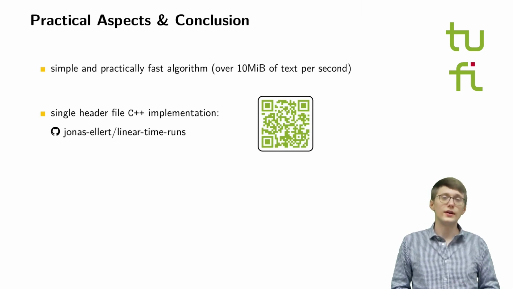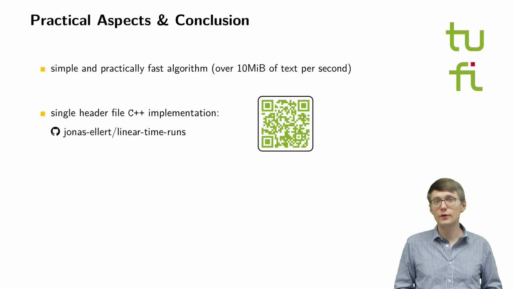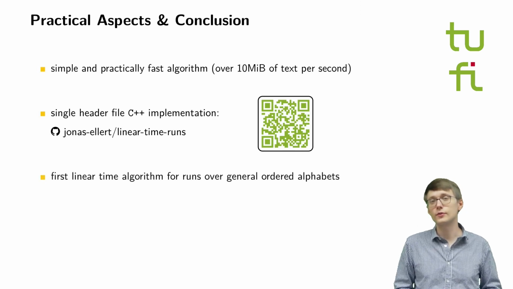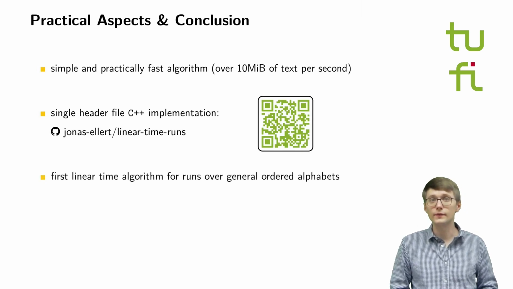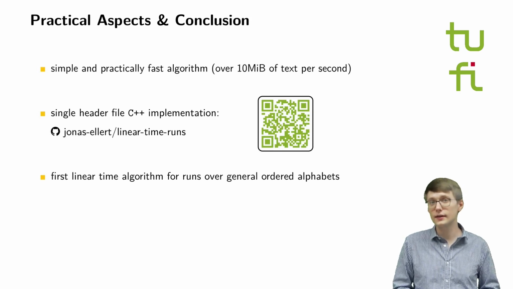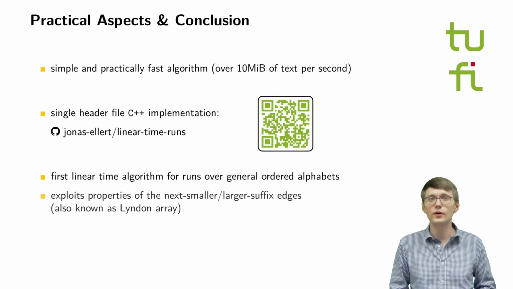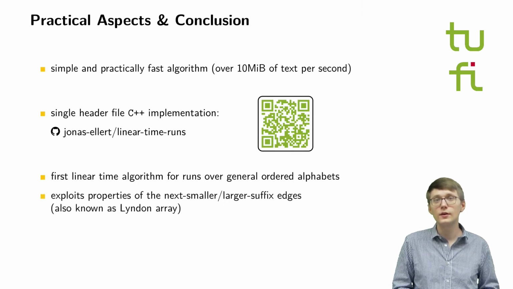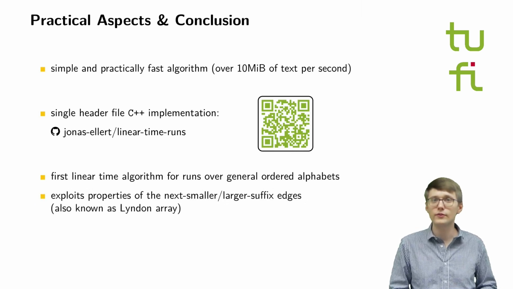To summarize our results, we presented the first linear time algorithm that computes all runs in a string over a general ordered alphabet. It achieves its fast theoretical and practical performance by exploiting special properties of the next smaller and next larger suffix edges, which are essentially just a different representation of the so-called Lyndon array.